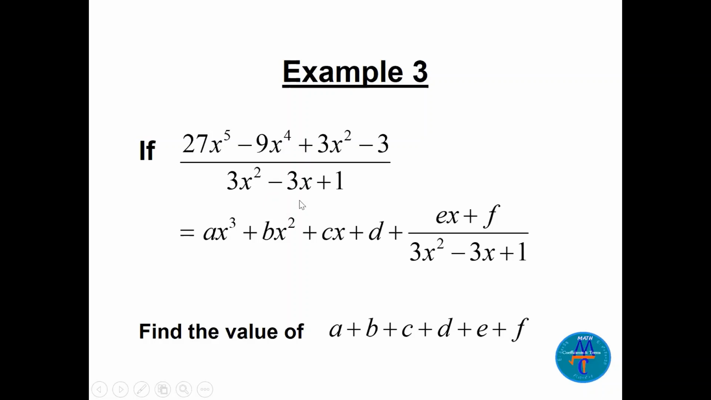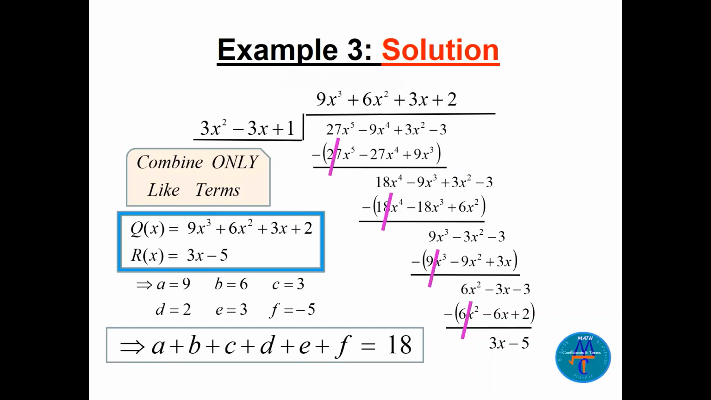I put the answer here for you. I will leave it for you. It looks very nice. Please check it here. Divide, go slowly, divide, multiply, and then subtract until you get 3x minus 5. Please read it carefully. So that's the remainder. And then the quotient will be up here, 9x cubed, 6x squared plus 3x plus 2.